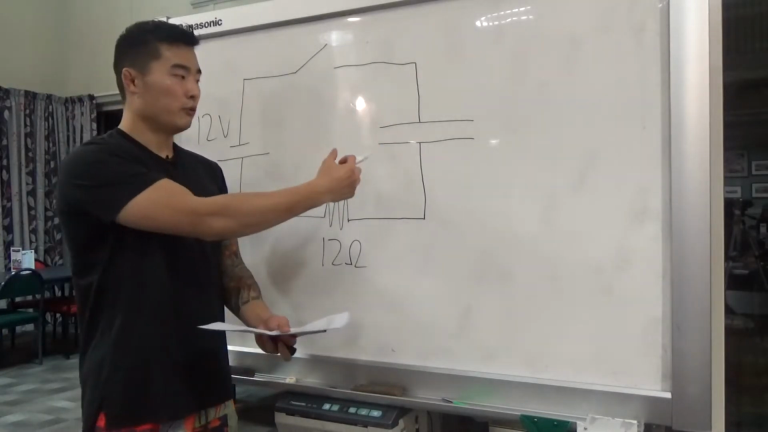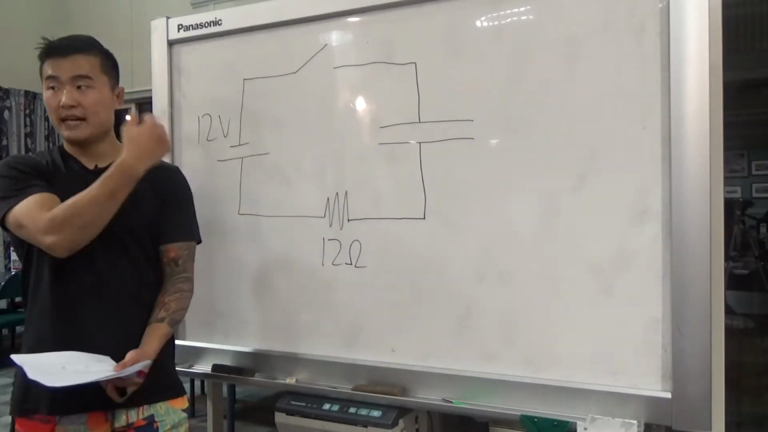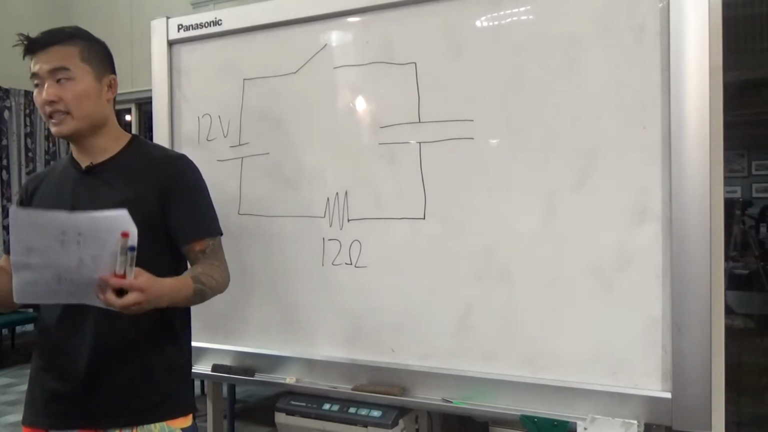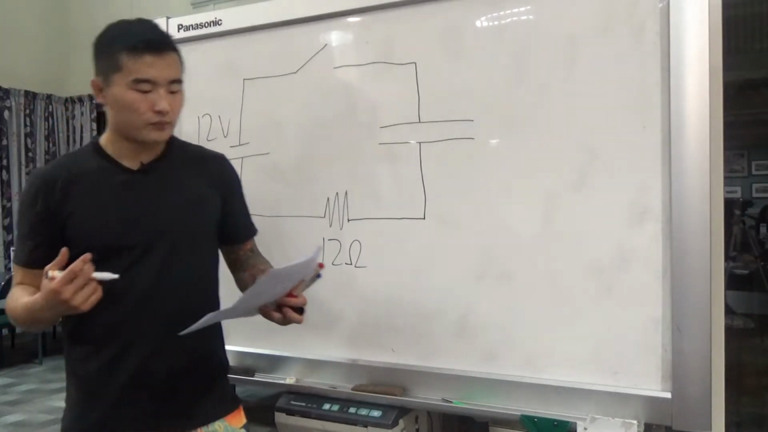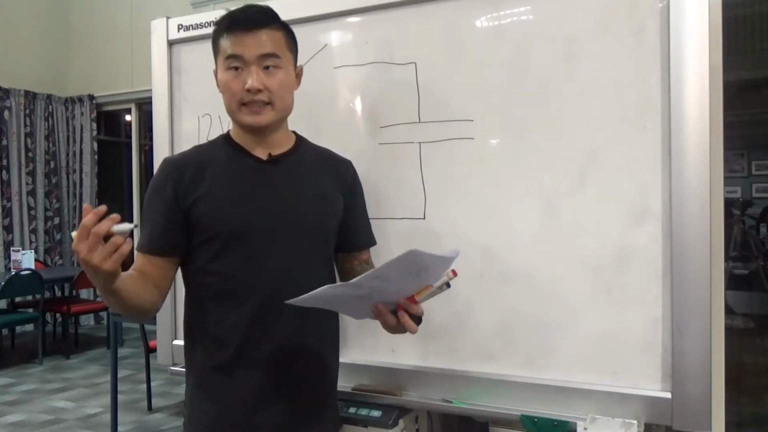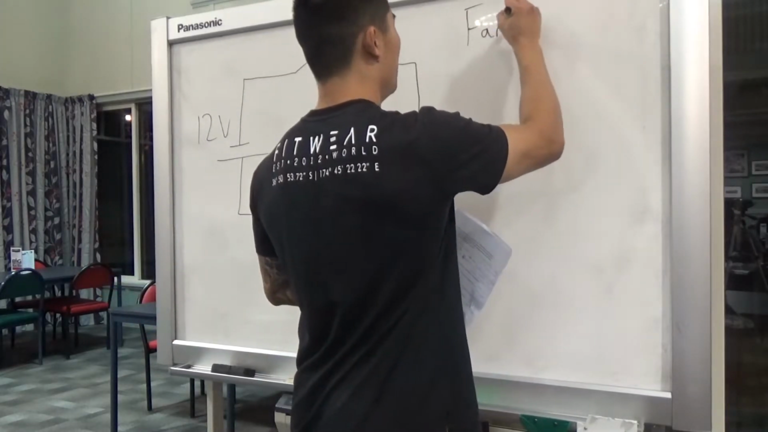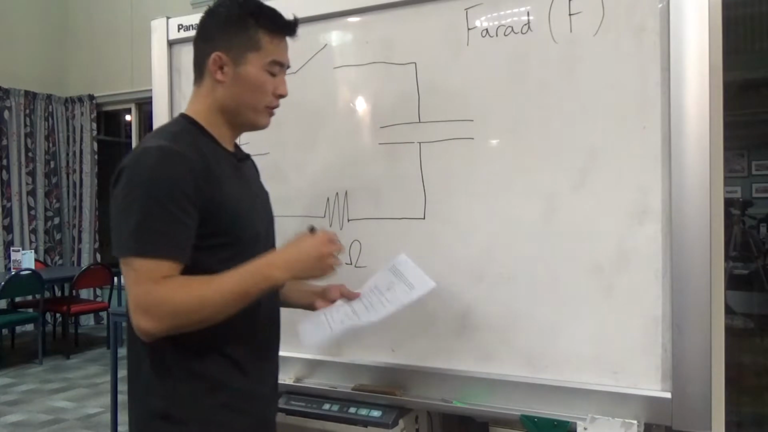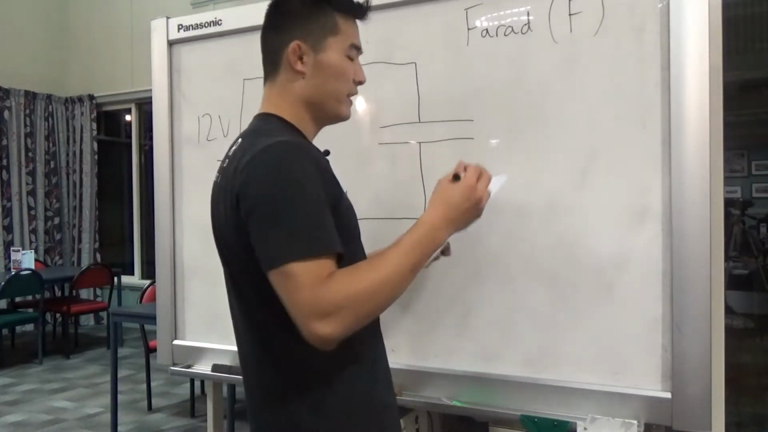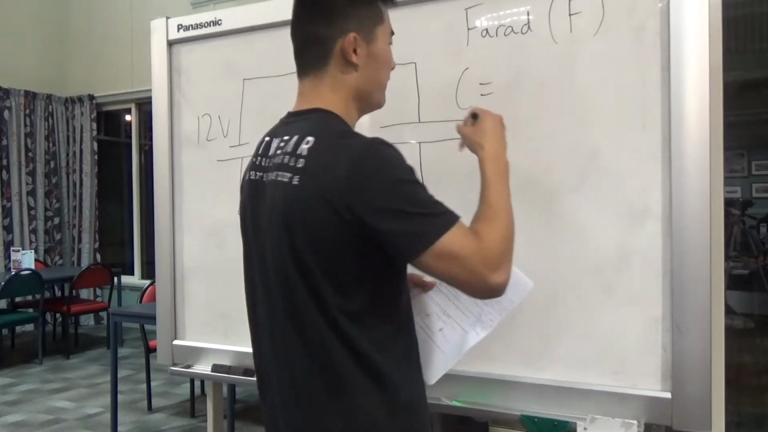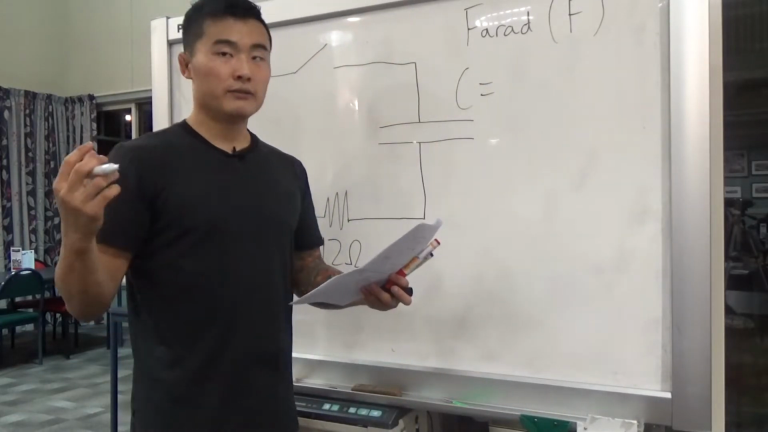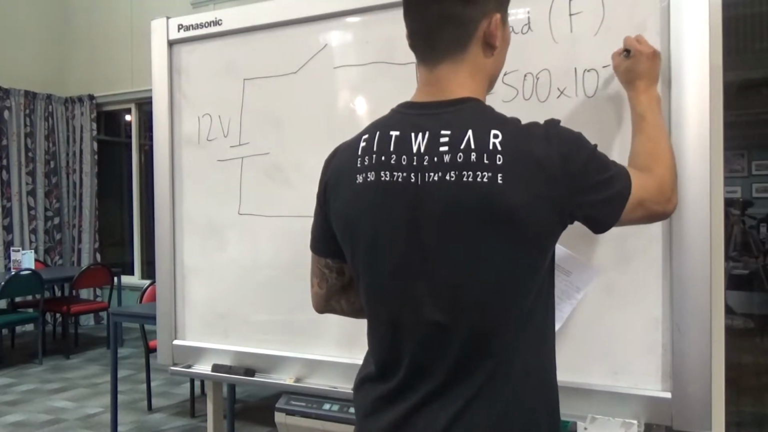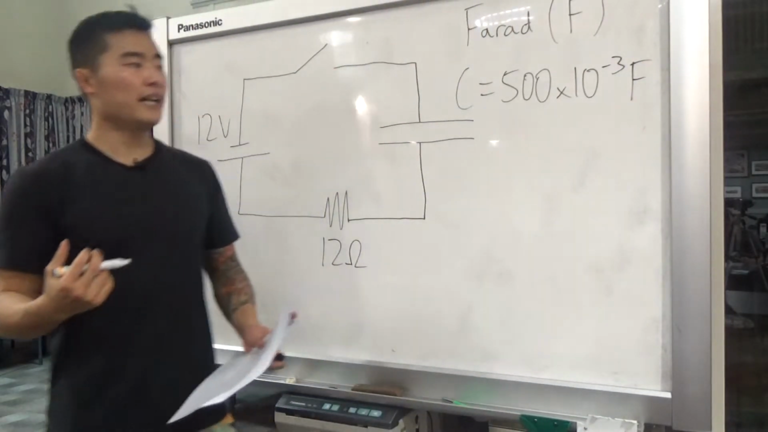So capacitors have a property called capacitance. So if you have a greater capacitance, it means you can store more charge for the same voltage. And the unit of capacitance is farads. So F-A-R-A-D, and the symbol is F, okay? So our capacitor here is 500 millifarads, so C is equal to 500 millifarads. So milli, remember, is 10 to the negative 3, so 500 times 10 to the negative 3 farads, okay?